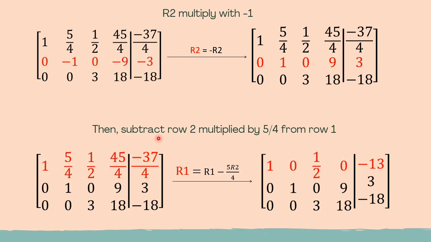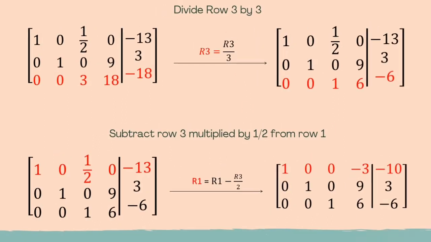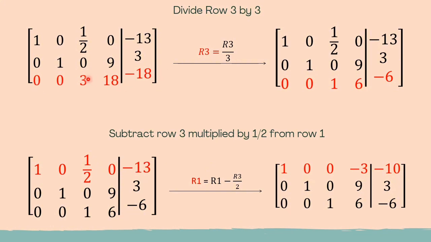So then we subtract row 2 multiplied by 5/4 from row 1. So we need to make this into a non-fraction number. So we get this answer. So this is the fraction that is left. For row 3, we need to change this into 1. So R3 is divided by 3, so we get this answer. So we get 0, 0, 1, 6, -6.